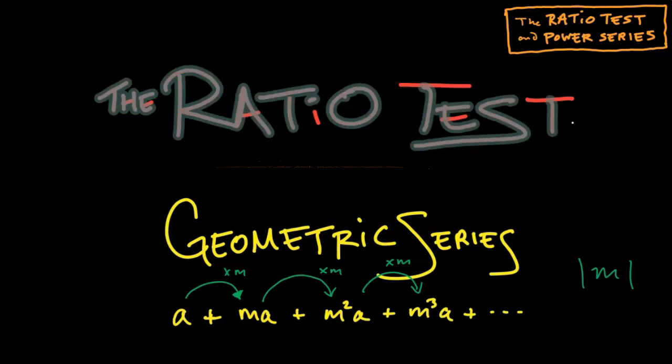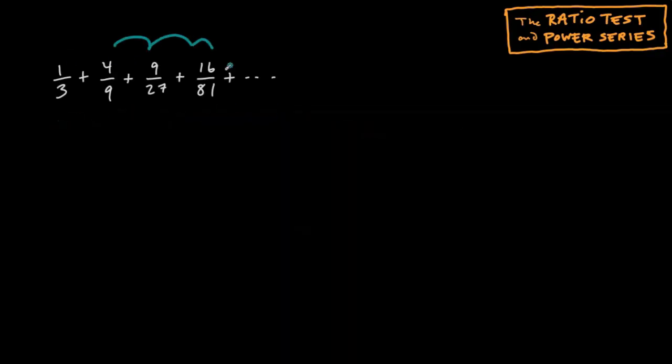So I think it is high time that I give you a concrete example of the sort of series that I'm talking about, the kind of series that starts to look geometric in the long run. So let's look at this series, where the terms are fractions, the numerators of which are squares, and the denominators of which are powers of 3. So if we were to write down the general term here, it would be n squared over 3 to the n. Now this series clearly is not geometric.